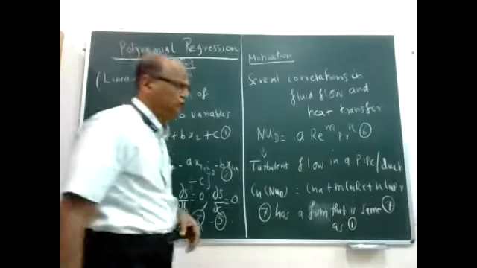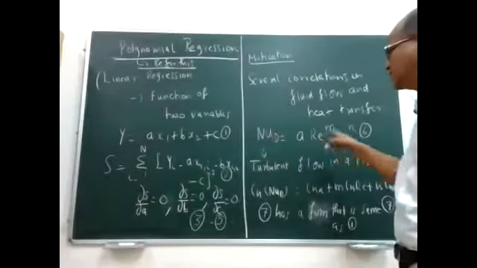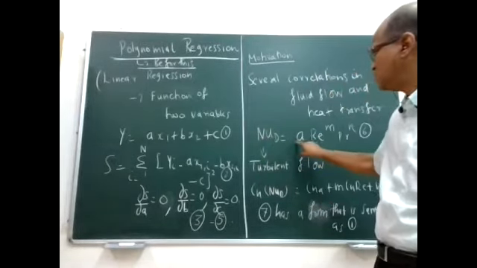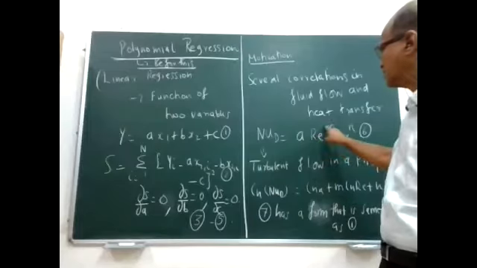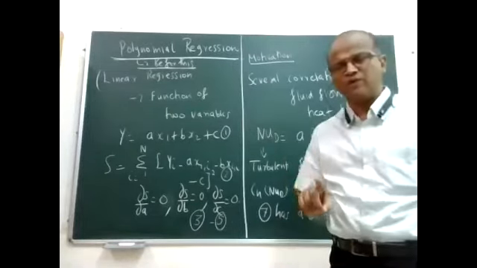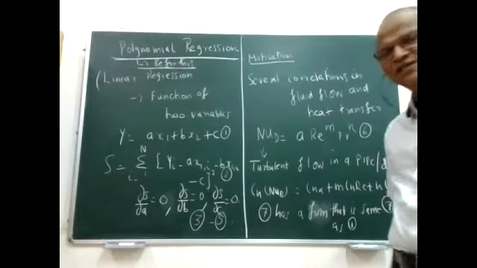What is the motivation for doing this? There are many correlations in fluid flow and heat transfer which are like this. For example, the famous Dittus-Boelter equation. Nu_D is 0.023 Reynolds to the power of 0.8, Prandtl to the power of 0.4 if the fluid is getting heated, Prandtl to the power of 0.3 if the fluid is getting cooled.